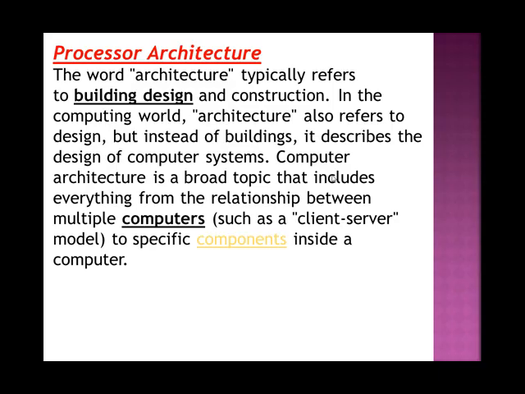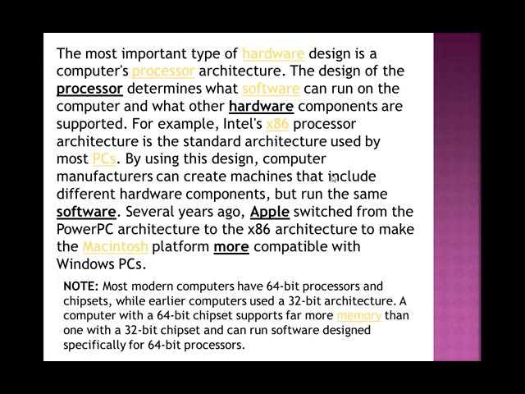So first of all, I started with chapter number 4, that is processor architecture. First of all, we studied in brief what processor architecture is. Architecture means a building design or building construction, that is, the structure of anything. For example, in computing, architecture means the design of the computer system that forms a computer.